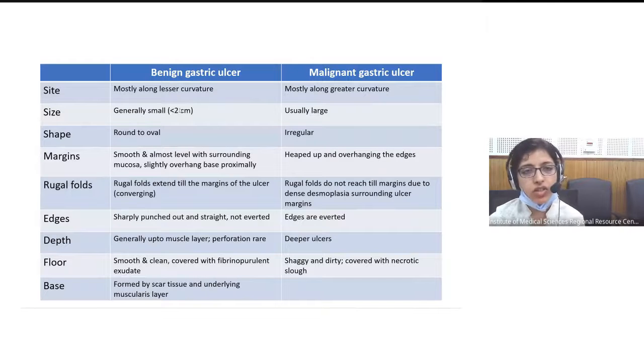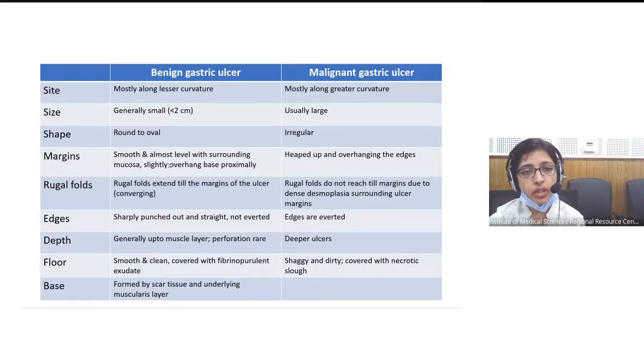Size: the benign ones are generally small, malignant ones are usually large, but sometimes a long-standing peptic ulcer, gastric ulcer, can even be quite big. But benign gastric ulcers are usually round to oval in shape and have regular margins, while malignant ulcers are quite irregular.